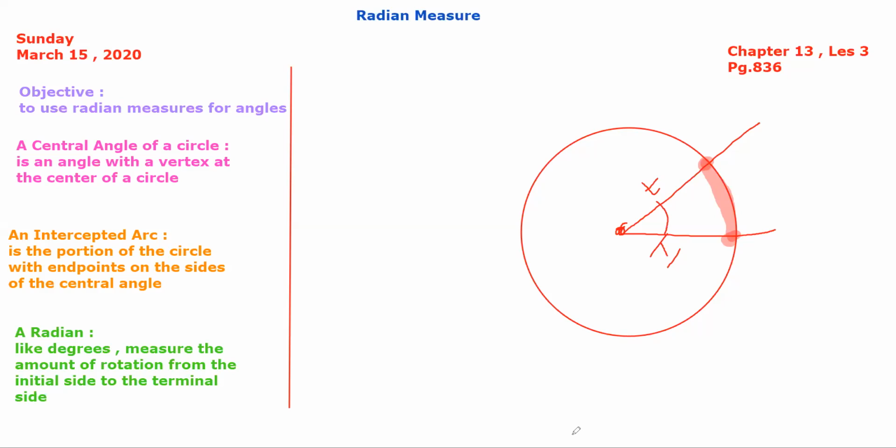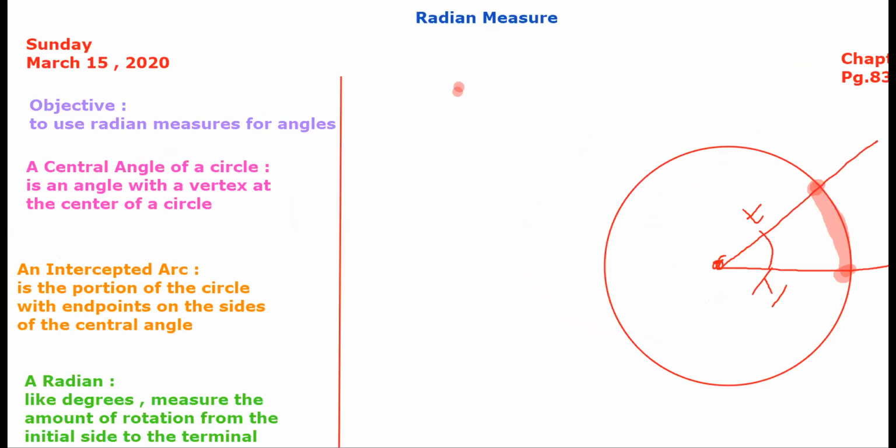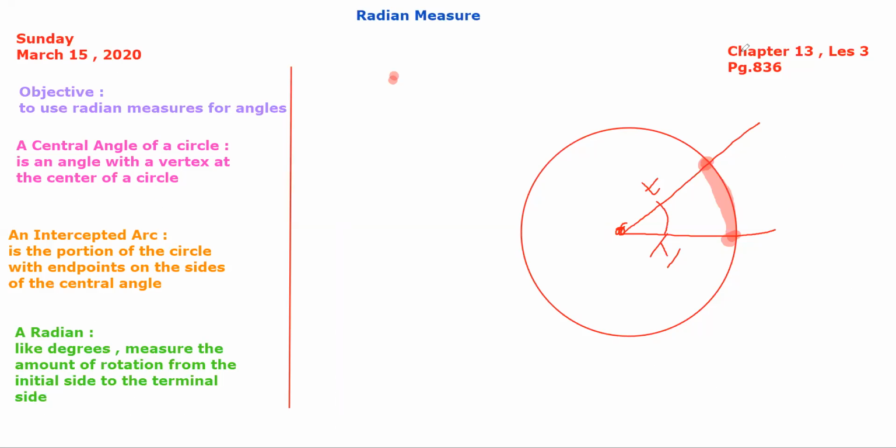Now, if I want to measure this central angle, I will use the radian. So the radian is a way to measure a central angle. And it's like degrees. It needs an initial side and it also needs a terminal side to measure it. Now today, I will discuss with you how to convert from degrees to radian and from radian to degrees.